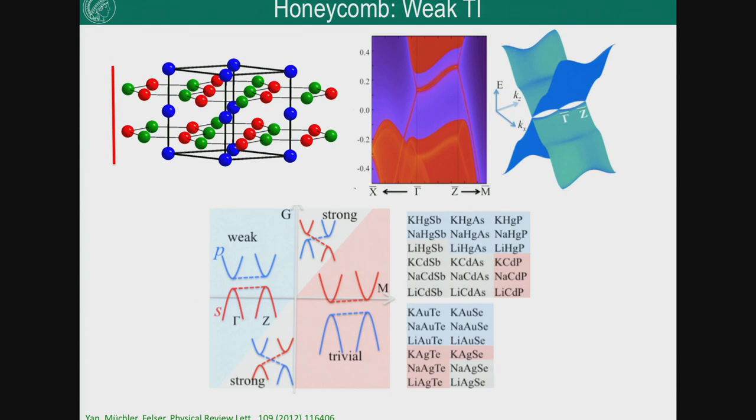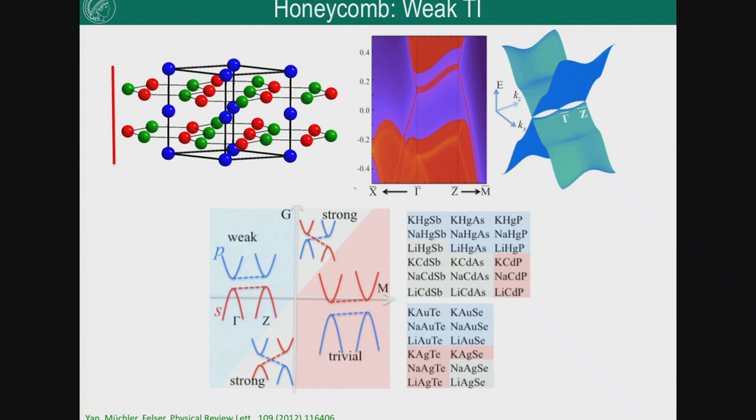We can generate a situation where we have a band inversion at one point, at the gamma point, and no band inversion at the A point, but you can imagine then the band gap is very small. So there are a few compounds, which are here seen in gray, which show exactly this band structure with a very tiny band gap.